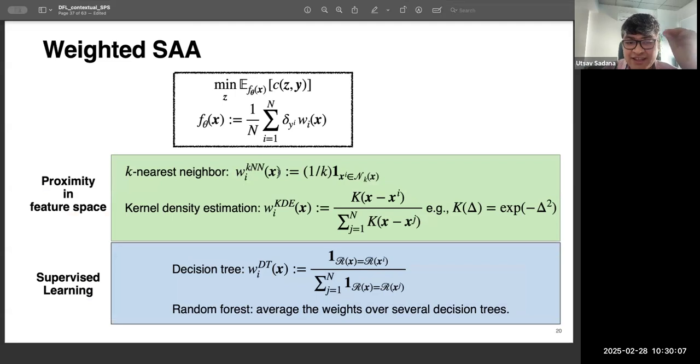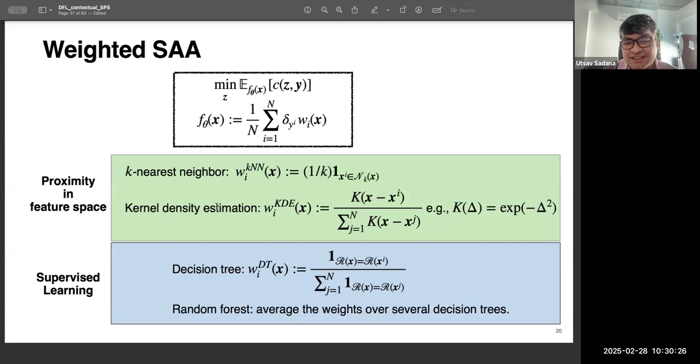So you look at your data, find the k closest covariates to this x, drop all the other covariates and put equal weight on the covariates which are closest to this x.